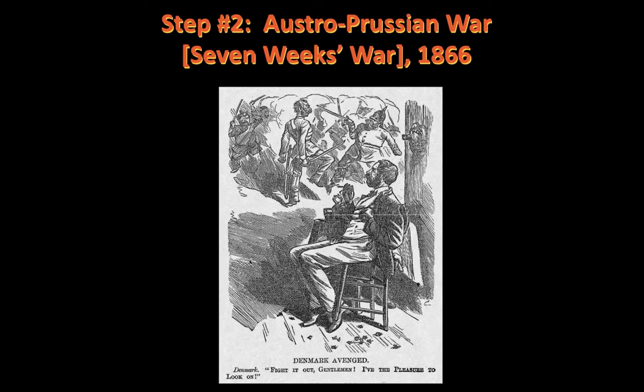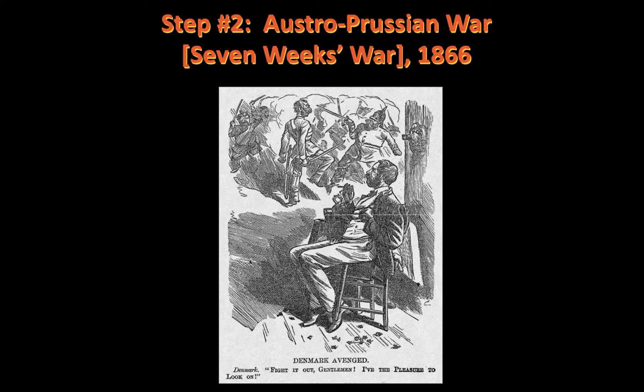The second war is between Austria and Prussia, and so we also can call this the 7 Weeks' War, which meant it was very brief. Now, in this case, it's Bismarck here on the right in the cartoon fighting the Austrian Franz Joseph here, I believe. You have the Danes saying, "Fight it out, gentlemen, I'm pleased to look on." So the Danes are watching the Austrians and the Germans.